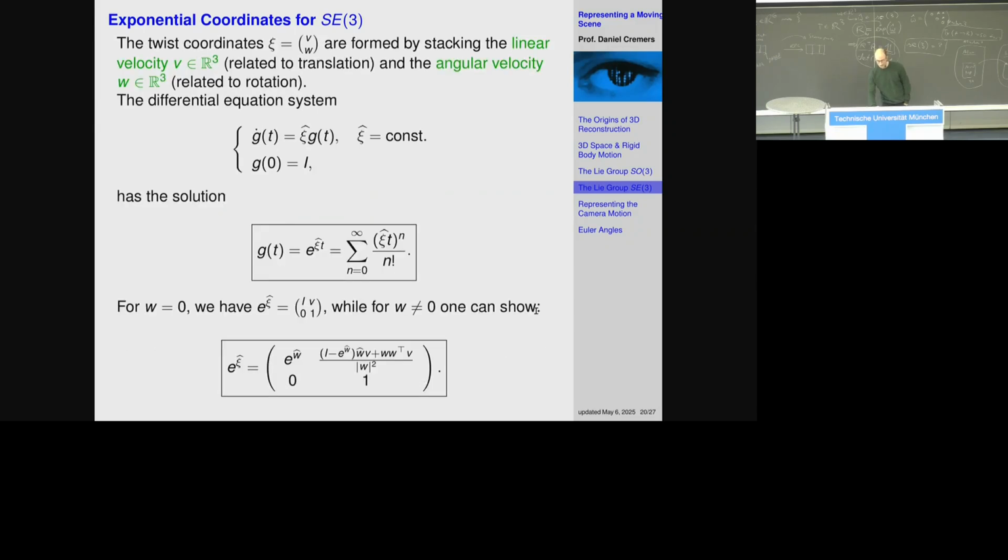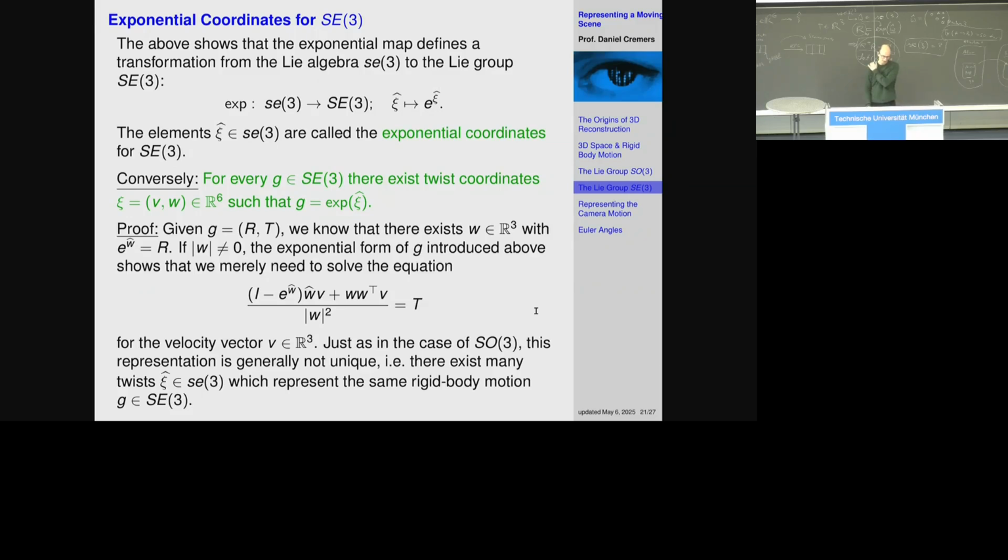So I say one can show. I'm not showing it here. The proof is a little bit longer. But it basically means that we have an exponentiation to go from the Lie algebra of these twist matrices. Once we exponentiate this, we get to our rigid body motion G in SE(3). Large S, sorry, it's overlapping here. But this is the mapping, so we exponentiate and we get our rigid body motion out.